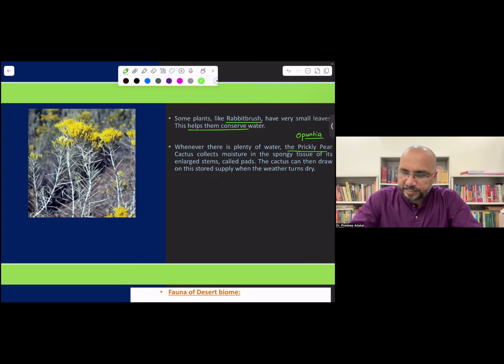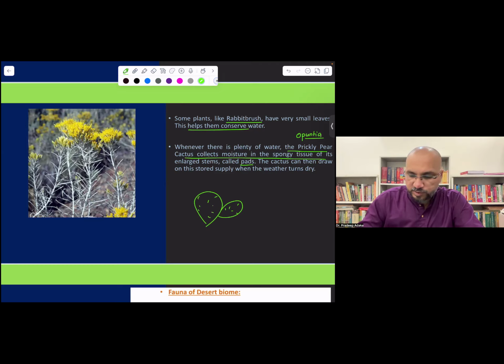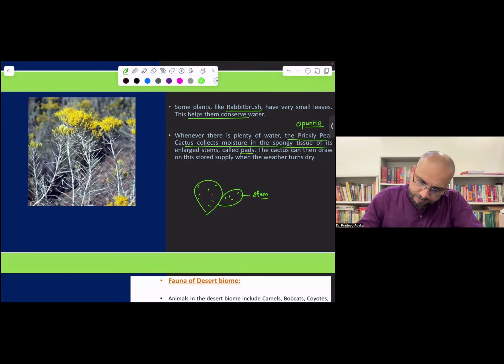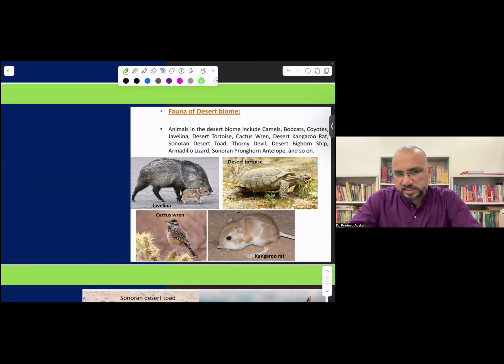when there is plenty of water, prickly pear collects the moisture in the spongy tissue of the stem, which are called pads. So the cactus, the one you know, has leaves modified into spines. This is the stem, which is modified into thick spongy tissue. These are called pads. So they can store water and utilize this stored water during the dry periods. So that was all about the plant adaptations.